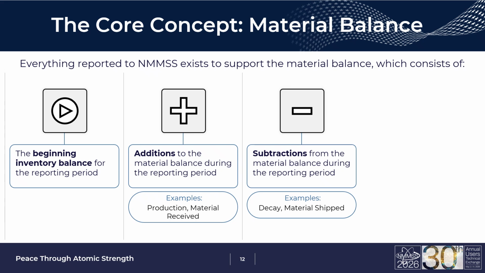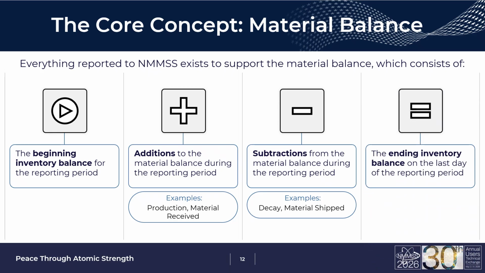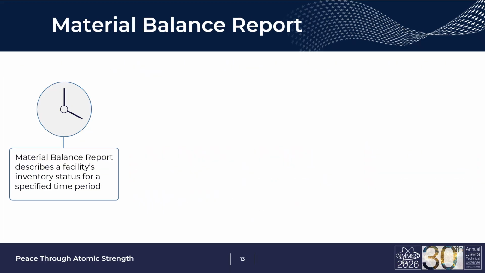Then you would apply all the subtraction-related reporting inventory changes, which decrease your inventory, such as decay of nuclear material or materials shipped to another facility. Finally, you would obtain your final ending inventory balances for your material type for the specified time period. A material balance report describes a facility's inventory status for a specified time period. This reporting range would have a start date and an end date where all facility reported inventory changes, known as transactions, occurring during the period are displayed.